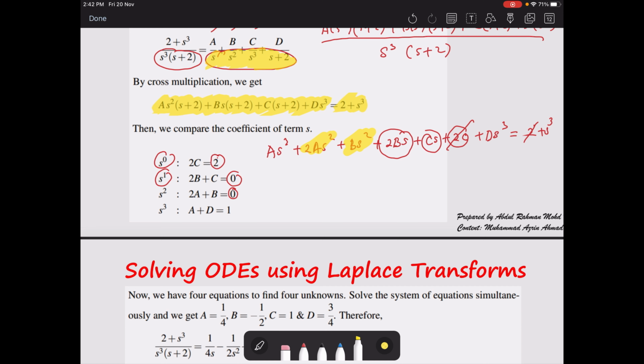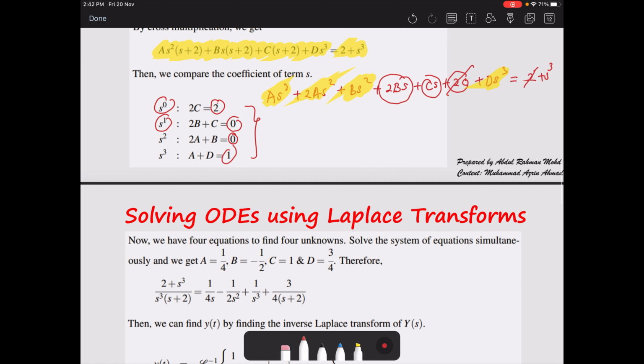And finally, for s power of 3, s cube, on the right hand side we have coefficient 1. So we have 1 over here. And for the left hand side, we have A, this one, and also we have D. That's why we have A plus D is equal to 1. So now, these are the equations that we want to solve simultaneously to find A, B, C, and D.